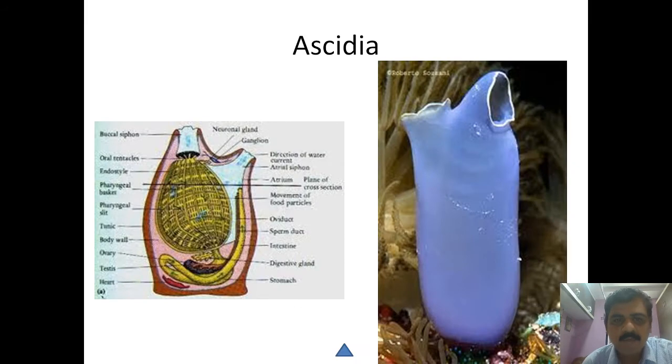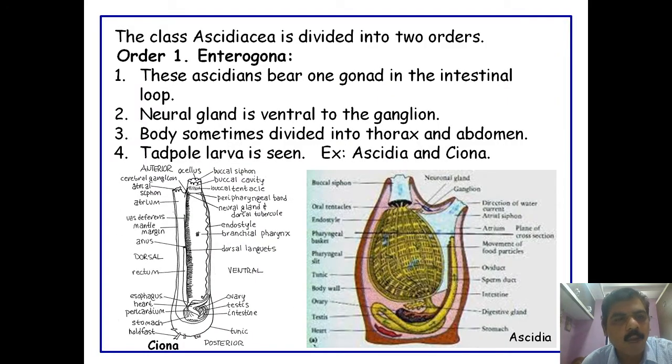First, we'll discuss the Enterogona. These ascidians bear one gonad in the intestinal loop. If you observe this Ciona or Ascidia, it has one gonad in the intestinal loop. This is the intestinal loop, and within this intestinal loop there is one ovary and one testis, and these are hermaphrodite. This is Ascidia and this one is Ciona.